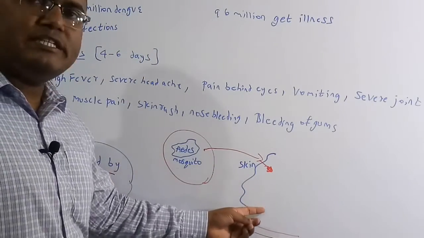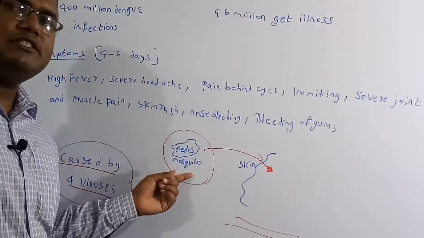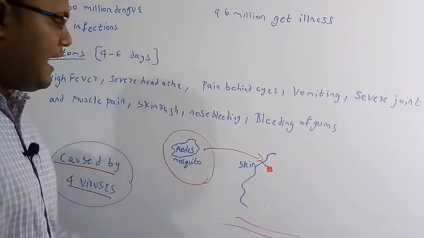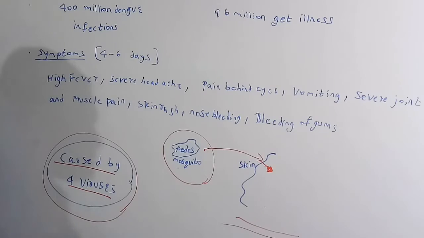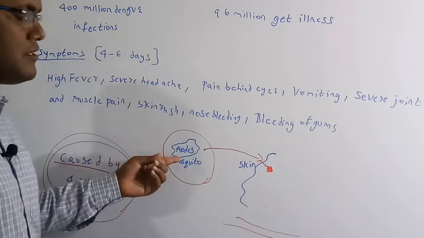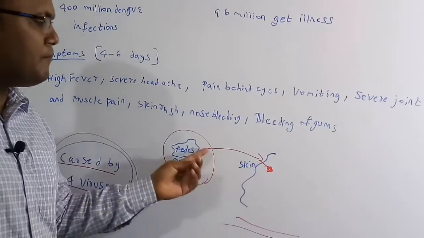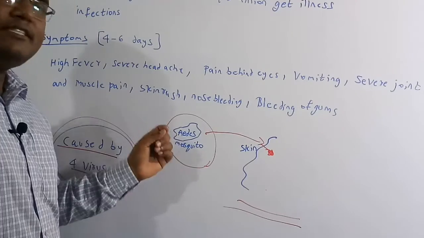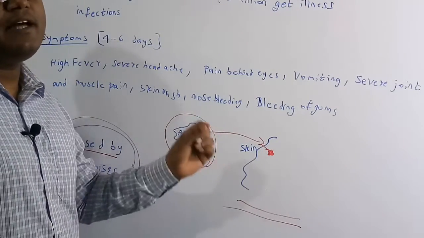After 4 to 6 days, this person is going to have these symptoms. So the Aedes mosquito is going to spread the disease. The main cause is the virus. Dengue fever is caused by these 4 viruses, but the Aedes mosquito just transfers the disease to human persons by biting. So finally what I am trying to say is that the Aedes mosquito is the mosquito which transfers this disease to human persons by the bite.